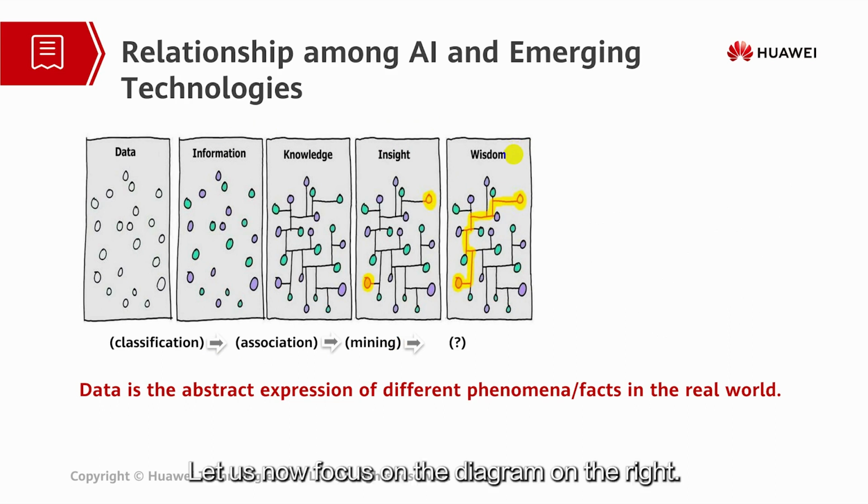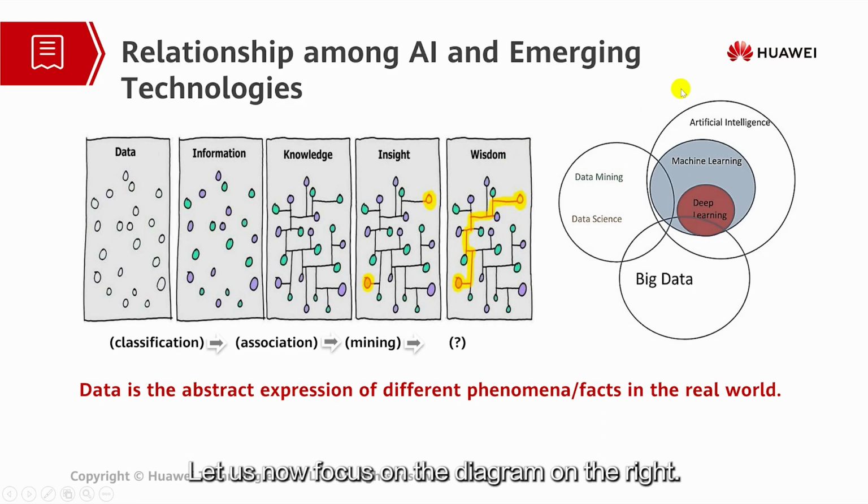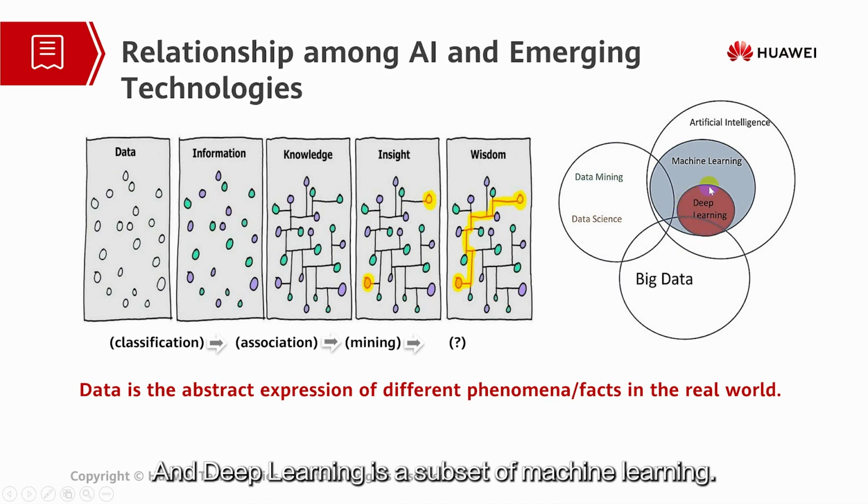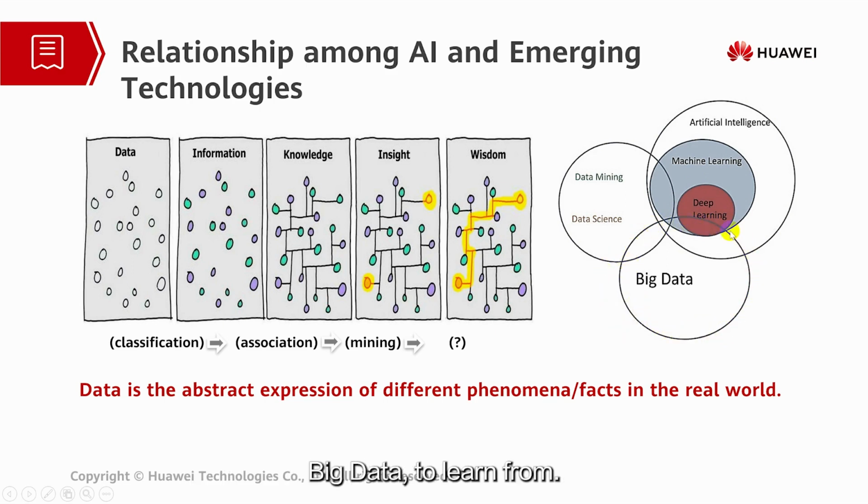Let us now focus on the diagram on the right. This circle represents the domain of AI, which includes many subdomains already mentioned in the AI tree. Remember? However, machine learning is the core of AI that enables AI to be intelligent. And deep learning is a subset of machine learning. Both machine learning and deep learning rely on a huge amount of data. In other words, big data to learn from.